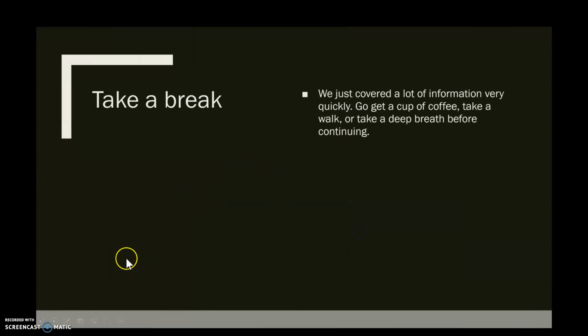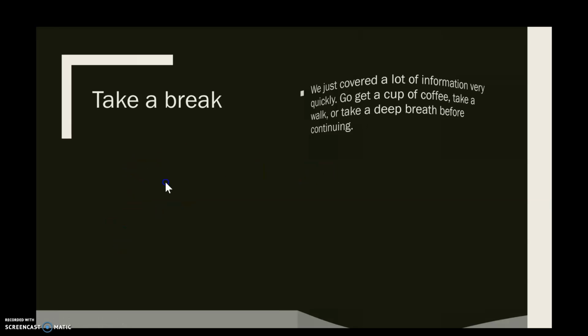Well, this was when I was using a different software where I had the break, but we're going to keep going through this since we just took a break a couple minutes ago.